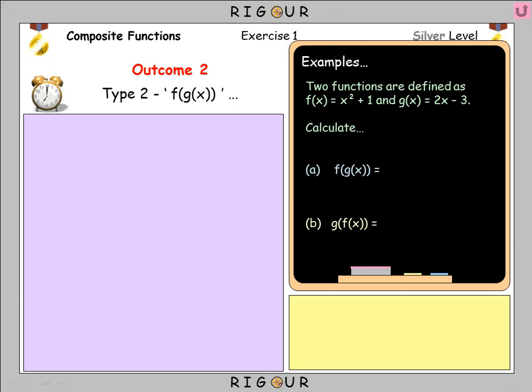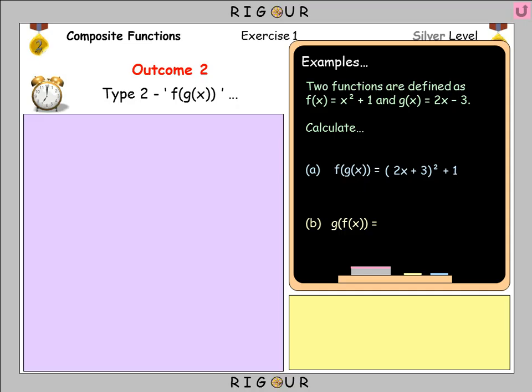So for this type of question, what I like to do is use templates. So we will start with the letter outside the bracket, which is f. So we start with the f function, and instead of writing an x, we put an empty bracket. So instead of writing x squared plus 1, we put empty bracket squared plus 1. And inside the empty bracket, we put g of x. So inside the empty bracket, we put 2x minus 3.